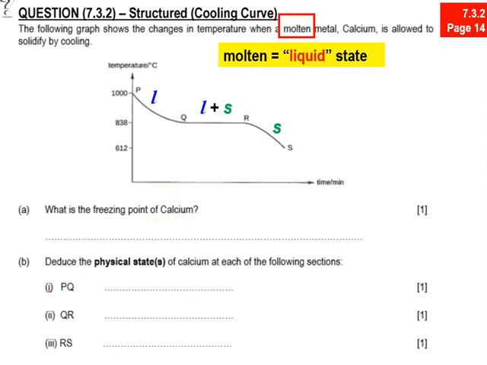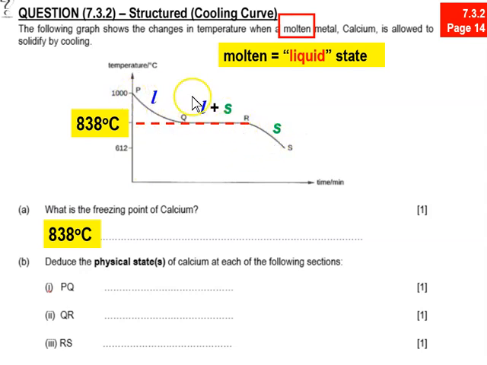Okay, so we have already identified the various states, and therefore what is your freezing point? If you were to draw it all the way, it will be 838 degrees Celsius. Now let us determine the different states of calcium at the different parts of the graph.